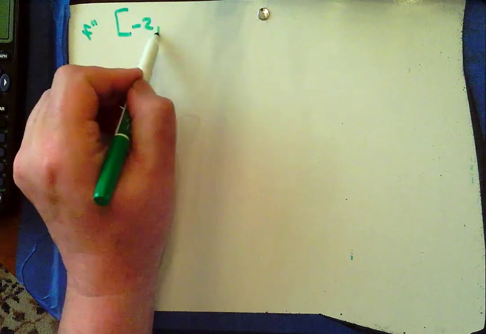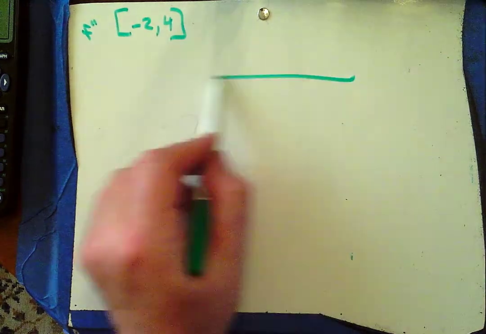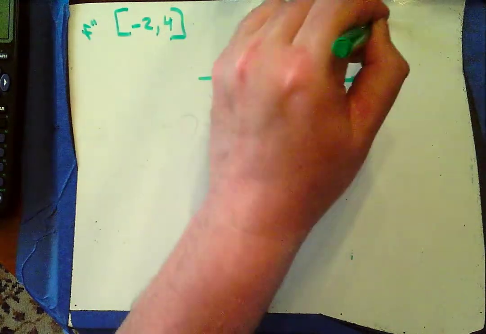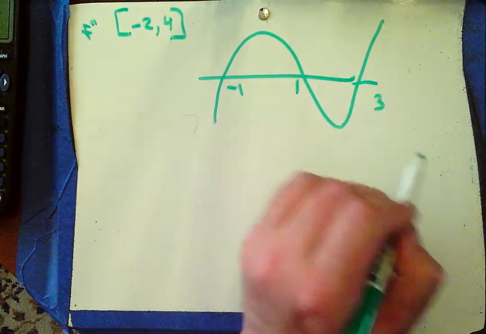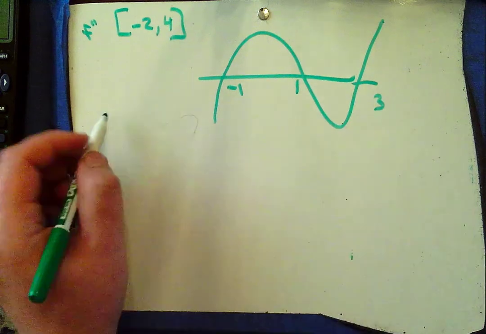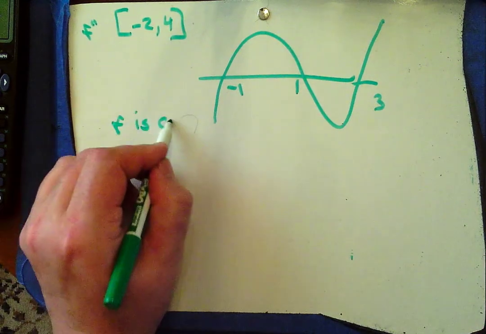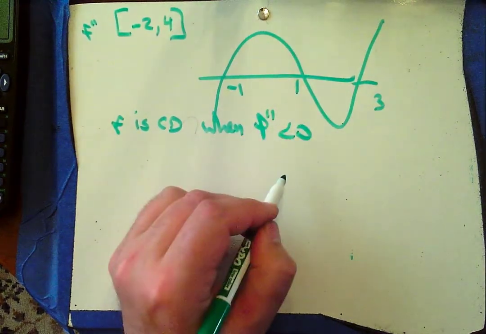87 says we've got the graph of f double prime shown on -2 to +4. Okay, so here's that graph. And this is 1, and this is -1, and this is 3. And they want to know when f is concave down.